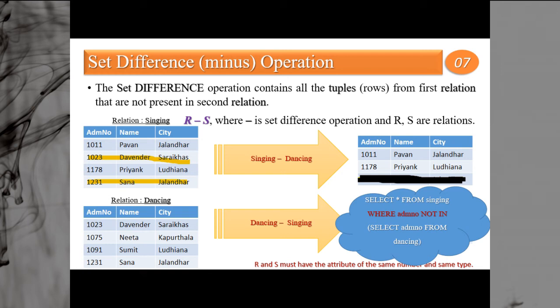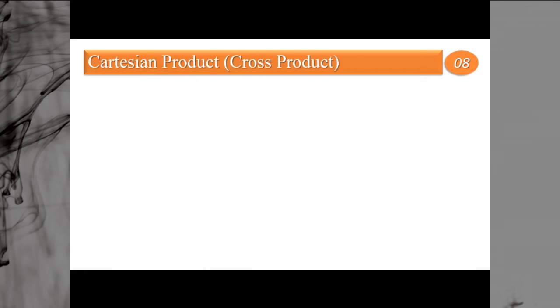Okay, so you can see it is almost a reversal of your set intersect. In set intersect we have used where admission number in, here we are using where admission number is not in.